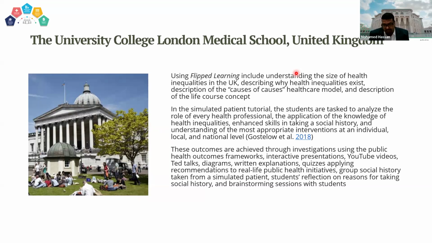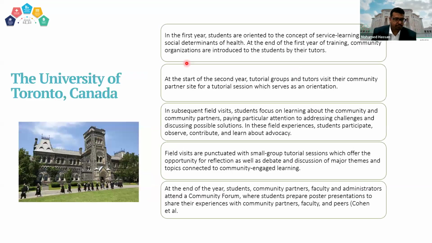These outcomes are achieved through investigation using the public health outcomes framework, interactive presentations, YouTube videos, TED Talks, diagrams, written explanation, quizzes, applying recommendations to real-life public health initiatives, group social history taking from a simulated patient, student reflection on the reason for taking history, and brainstorming sessions with the students. This is also a good experience from University College London Medical School.